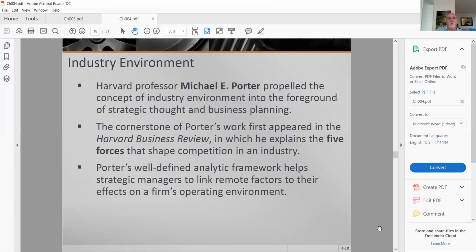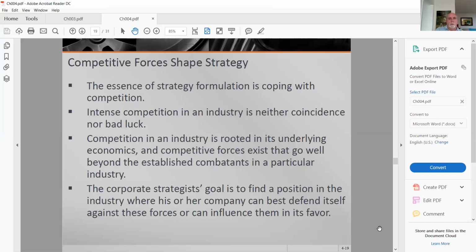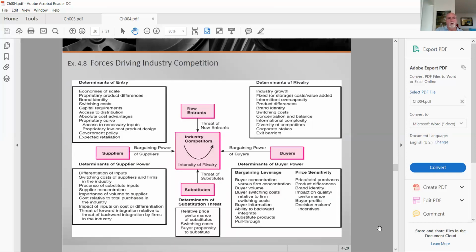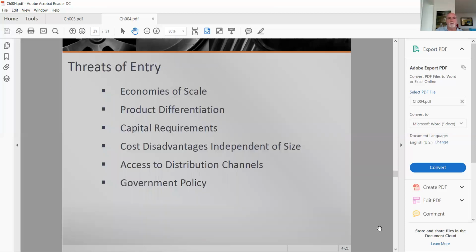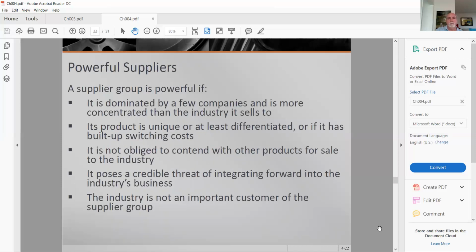Porter created the five forces that shape competition in any industry, whether you're information systems, business, marketing, whatever it might be. Competitive forces do shape the strategy. A little bit more on the determinants of entry, rivalry, buying power, supply power, threats. Powerful suppliers: you're powerful if you dominate. So even when you're an IT person or an IT company dominating right now, one of the interesting old sayings was, remember, when you're number one, there's only one way to go, and that's down.